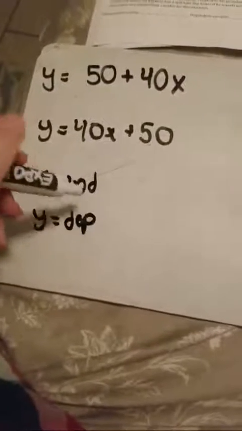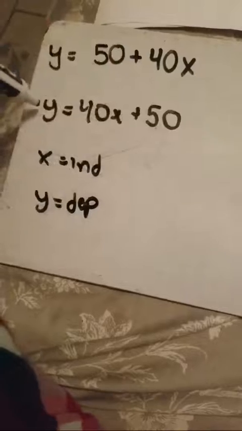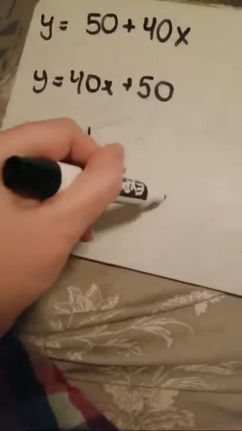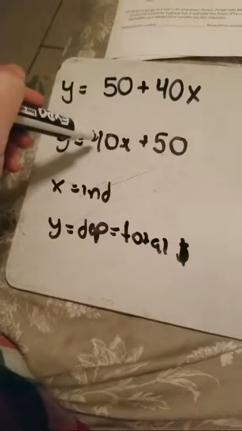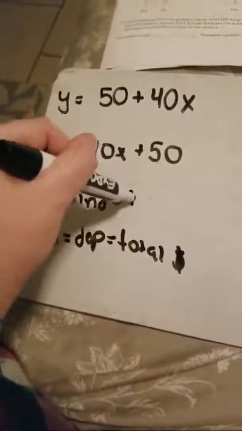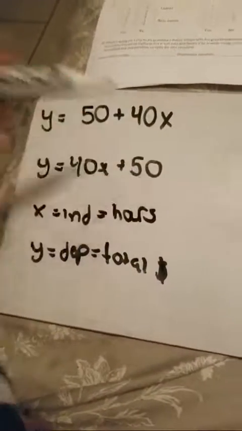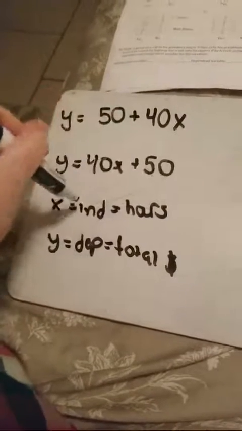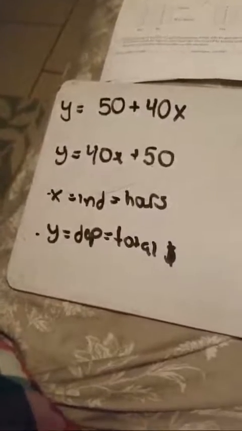So I'm given this equation now. Well, what this equation says is that the total amount that I have to pay this plumber is equal to $40 per hour plus a $50 fee. So I know that x equals independent, and I know that y equals dependent. So when I just said this, I said that the total amount, so y, the dependent, is the total amount I have to pay, equals $40 per hour, so x equals hours, plus a $50 fee. So I've now created an equation, and from that equation, I figured out what my independent and dependent variables are.